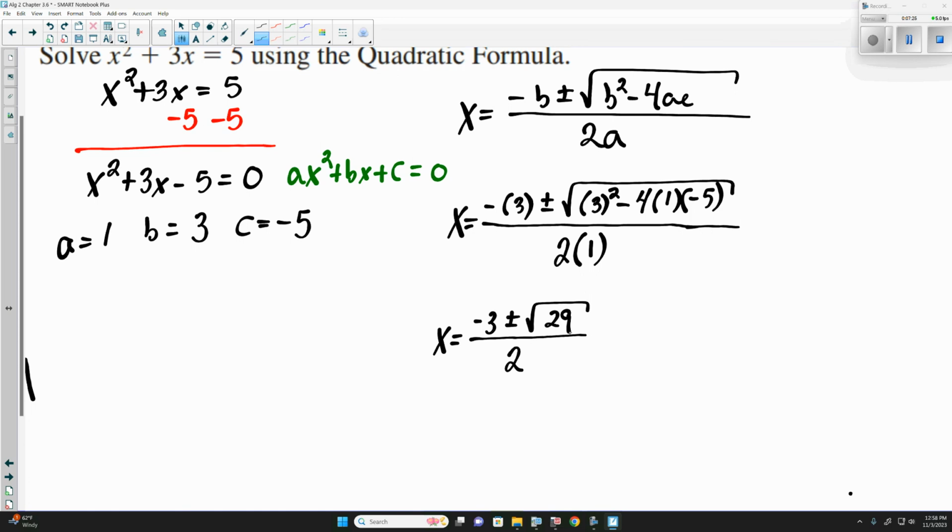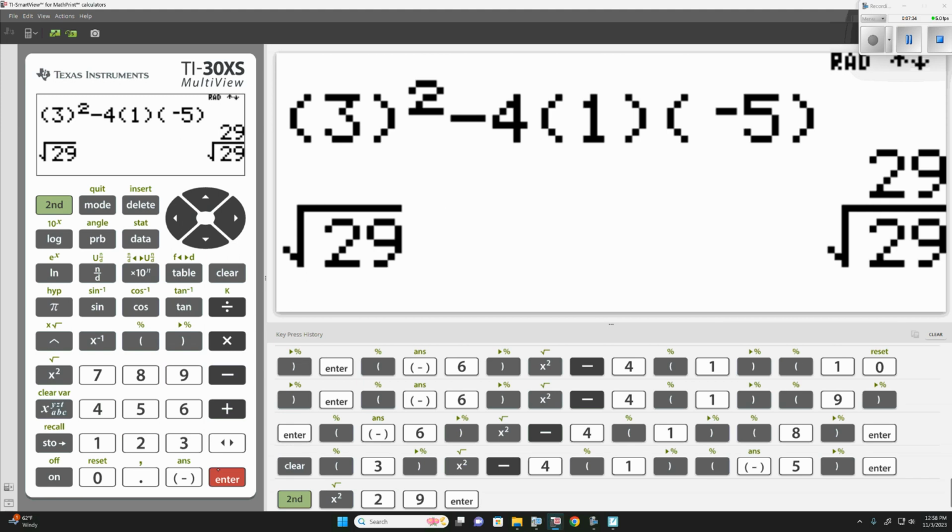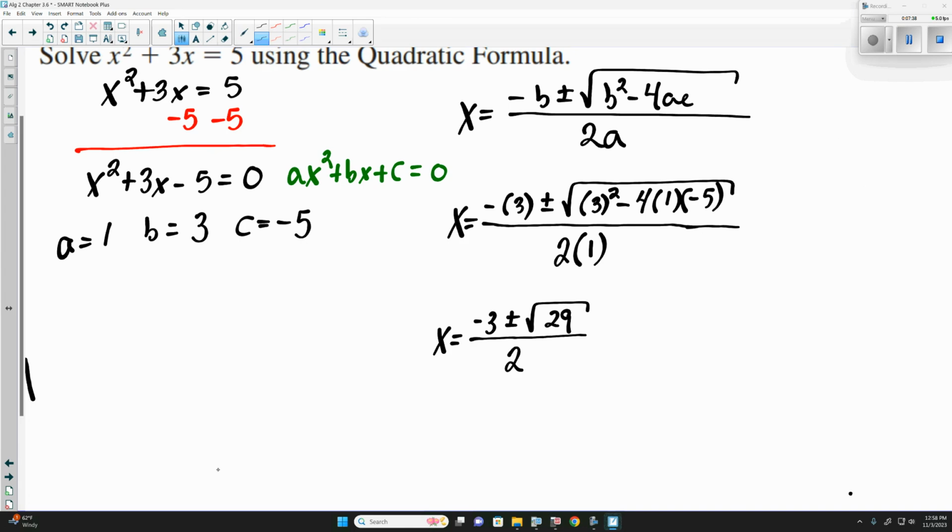Questions on how we got to this point here? Now we need to see if we can reduce the square root of 29. Square root of 29 is square root of 29. It doesn't simplify. That's the final answer. Questions on this here? We ready for the next one?